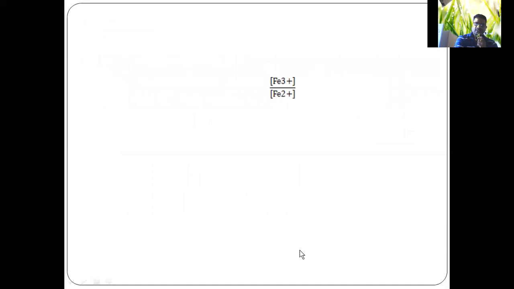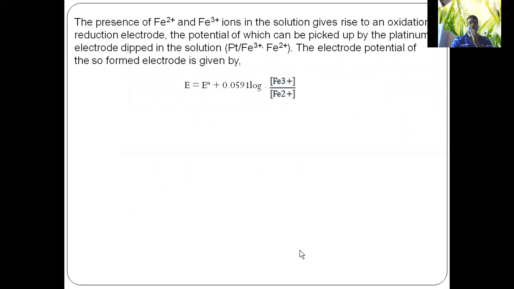So here, actually, the presence of Fe2 plus ions and Fe3 plus ions in the solution, when you add K2Cr2O7 solution, gives rise to an oxidation reduction electrode, the potential of which can be picked up by the platinum electrode dipped in the solution. So already the platinum wire is dipped in the solution. That is why, in the beaker now, both Fe2 plus and Fe3 plus ions are there.